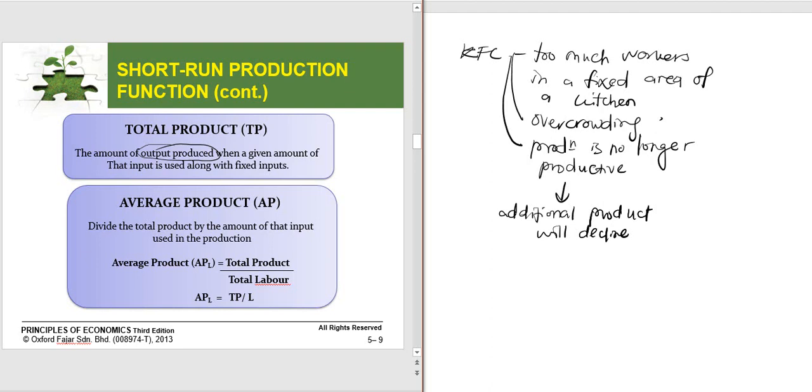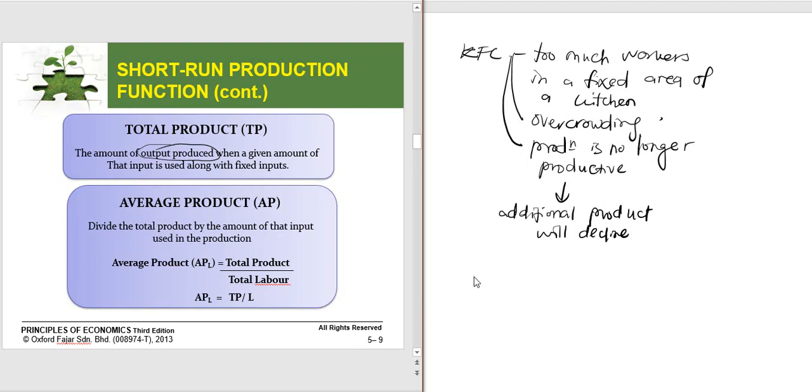Your output will increase. So you will be given the total production, or the total product, that you can obtain when you use a certain number of inputs. And then you can calculate the average product in a production. The average product is actually looking at the quantity of production or output that a certain labor can produce on average.